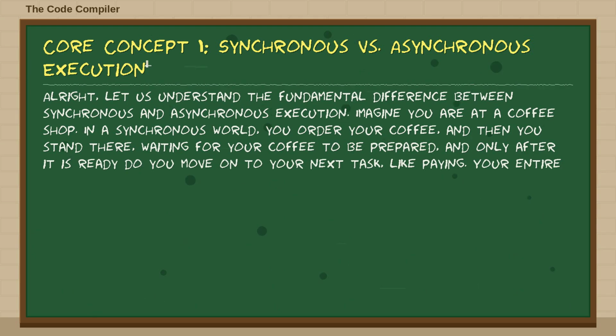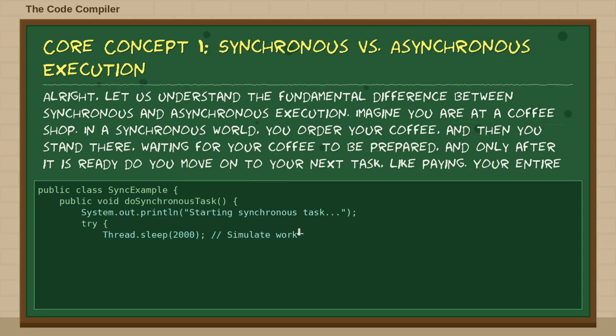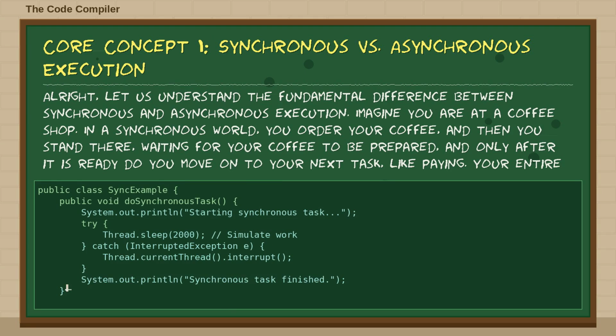Now, in an asynchronous world, you order your coffee, but then you immediately move to the side to check your phone or do something else while your coffee is being prepared. You are not blocked. The coffee preparation happens in the background, and you get a notification when it is ready. This is the essence of asynchronous programming. Tasks run independently, allowing your main application thread to continue its work without waiting. Spring's @Async annotation helps us achieve this easily by executing methods in a separate thread pool.